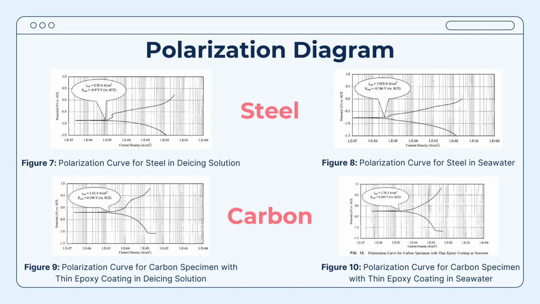Carbon specimens had higher corrosion potentials than steel, indicating carbon's greater nobility in both electrolytes. The corrosion current densities of carbon fiber reinforced polymer, CFRP, were higher than those of steel in both solutions, suggesting that steel corrodes faster when coupled with carbon in these solutions.